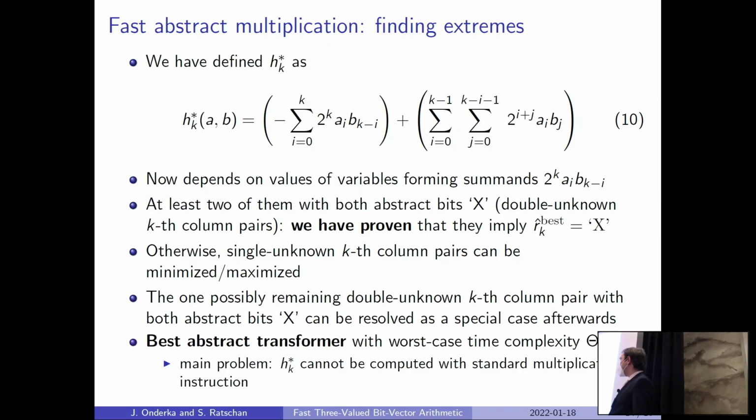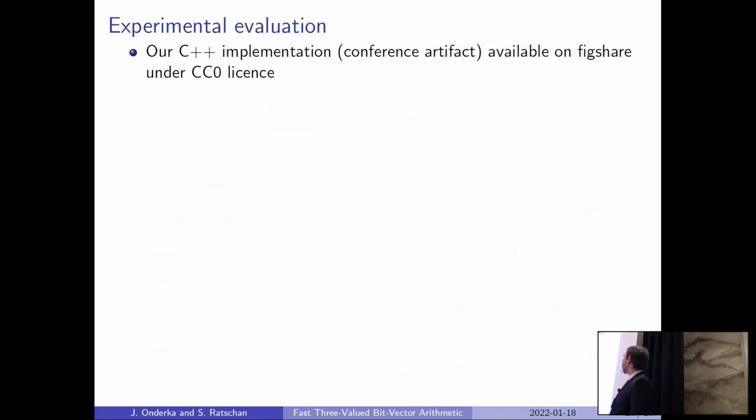everything is done. Now this, if we take it together, and we have the full algorithm in the paper, gives us a best abstract transformer with worst-case time complexity that's quadratic in the number of input bits. Now the main problem here, why it is quadratic, is that we cannot compute the hk function with standard multiplication, because we need to do some bit masking and addition instead. And such an instruction just isn't available to us in normal processors.